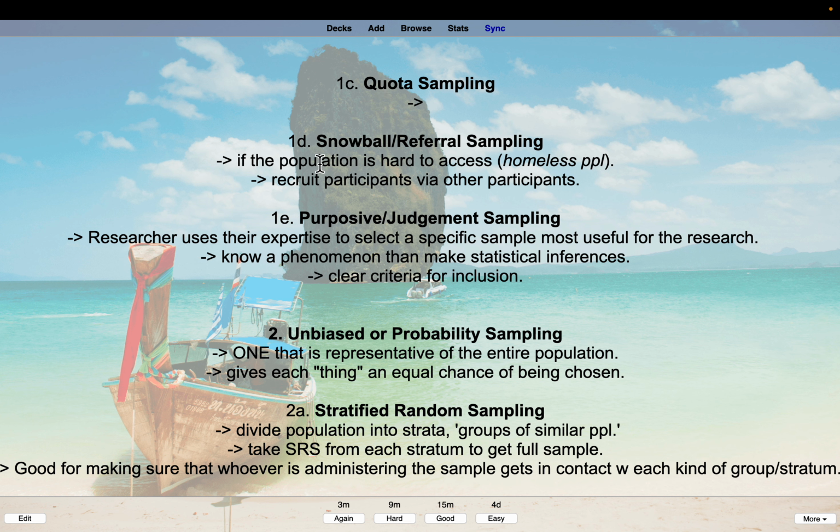Snowball sampling. This is if the population is hard to access. So usually homeless people are involved here. You recruit participants via other participants. So referrals basically.